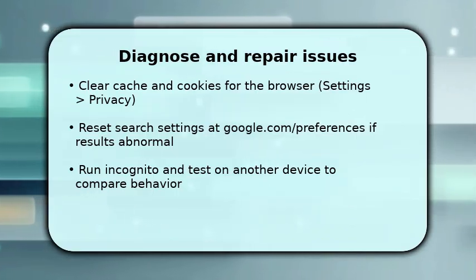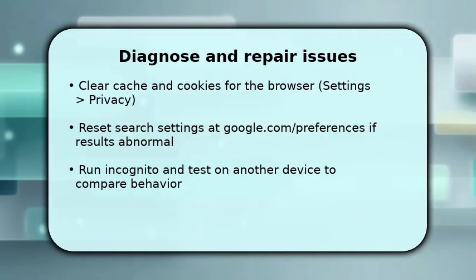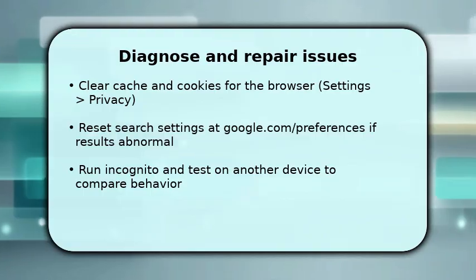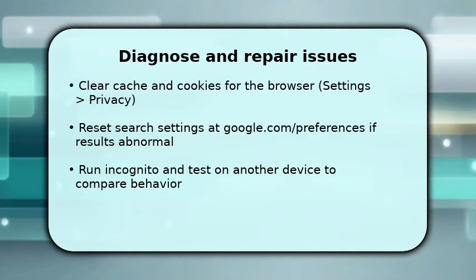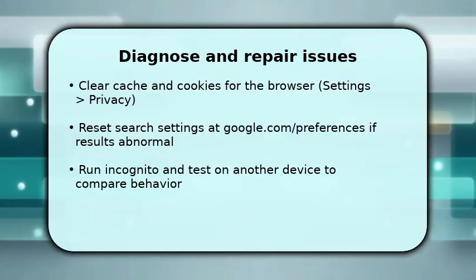Next, visit Google.com/preferences and reset search settings to default so filters or safe search aren't hiding results. Then run an incognito test and check another device. If Google works elsewhere, the issue is local to your browser or profile, so consider creating a fresh profile or reinstalling the browser to eliminate persistent corruption.